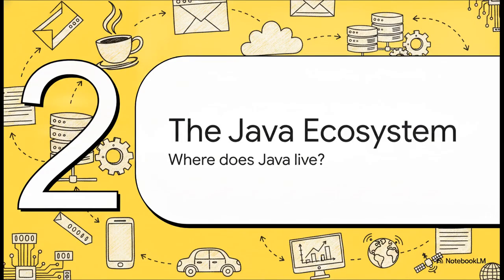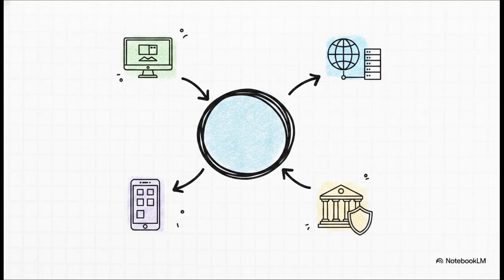Moving on to Section 2, the Java ecosystem. So where does Java actually live out in the real world? Well, the short answer is absolutely everywhere. Basically, Java is used to build four main types of applications.